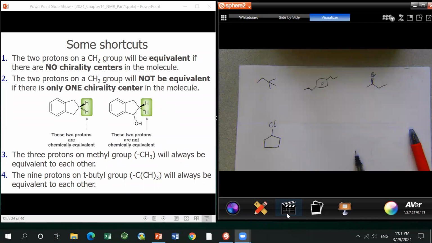Remember, all CH3 groups, no matter what kind of environment, will have the same chemical shift. For CH2, it depends: the two protons are on the same carbon. If there's no chiral carbon, they will have the same chemical shift. But if there are chiral carbons in the molecule, then the two CH2 protons will have different chemical shifts because they are diastereotopic.